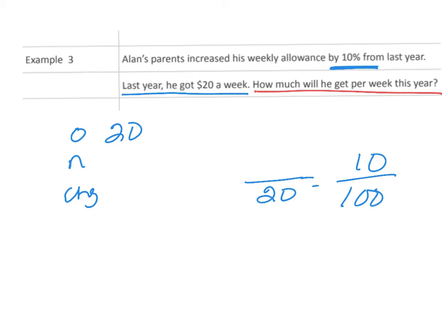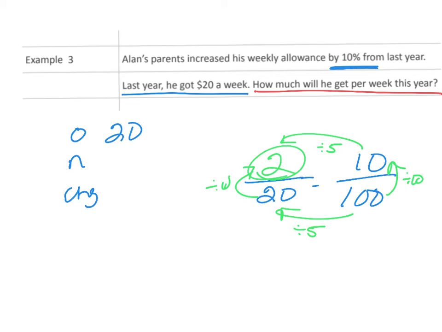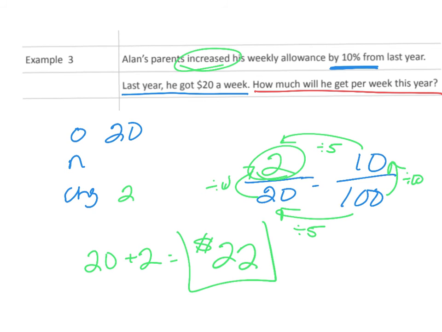So we have to find how much it's changing. So we can do 100 divided by 5 gives me 20. I can do 100 divided by 10 gives me 10. Either way, divide by 5. Either way, we're going to get 2. So the change is 2. Well, they said they increased it, so the original amount plus the change, he's getting $22 a week this year.